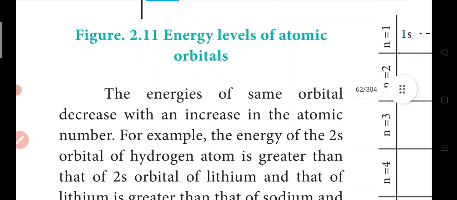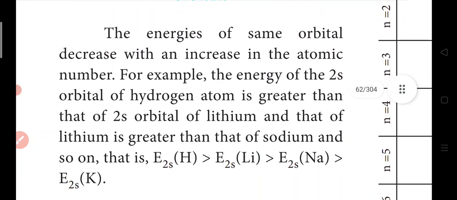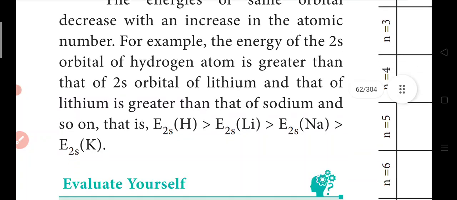Okay, the energies of the same orbital decrease with increasing atomic number. For example, the energy of the 2s orbital of the hydrogen atom is greater than that of the 2s orbital of lithium, and that of lithium is greater than that of sodium. So the energy of orbitals or electrons is increasing.